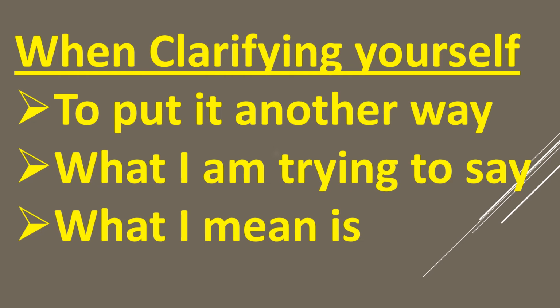Second is when you want to clarify yourself, then you can use to put it another way, or what I am trying to say is, then say whatever you were trying to say earlier, and then what I mean is, and then say your sentence. So you can use these phrases like to put it another way, what I'm trying to say, what I mean is. So you can use any of these three when you are trying to clarify yourself in the IELTS speaking examination.